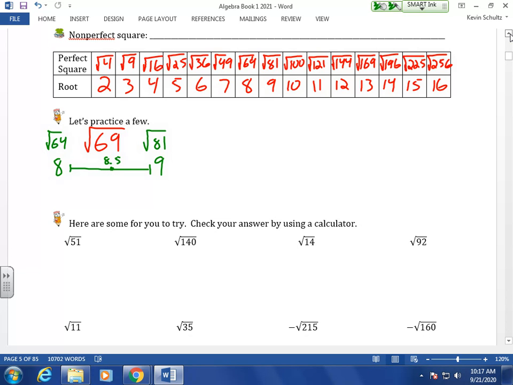And here's where the estimating comes into play. It doesn't really matter. I mean, it matters how close you get, but not really. At this point, root of 69 being closer to root 64 or closer to 8, right? I would accept 8.2, 8.3, even 8.4. It's probably more than the 8.2, 8.3 range, but at least you're on the right side of half. So there you go. You've just estimated your first non-perfect square.